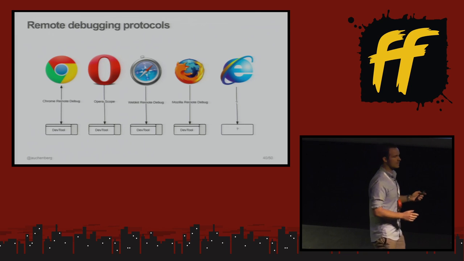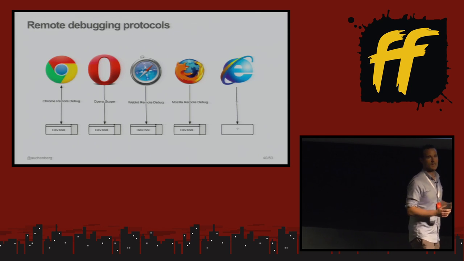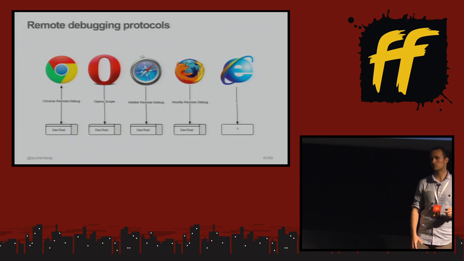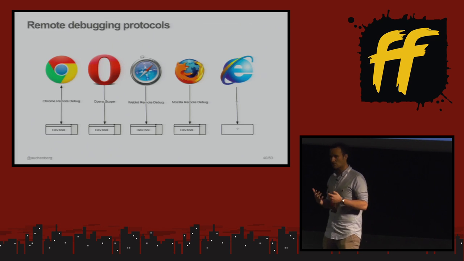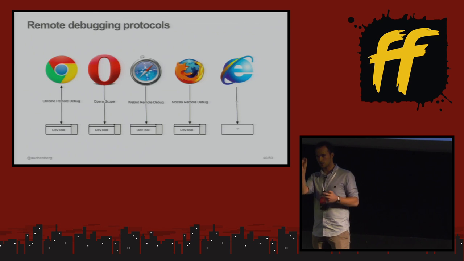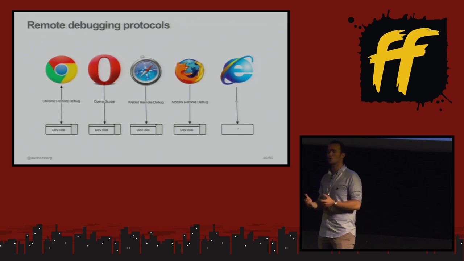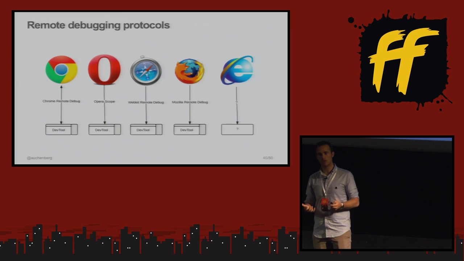I have a question mark here on IE because I don't know that much about IE. In the good old days, I could debug JScript with Visual Studio. I could attach to the IE process and debug my JScript, but I don't know what protocol it's using, and I don't know if it has changed with the new IE 11 DevTools. I would love to know, so if somebody knows, please let me know.